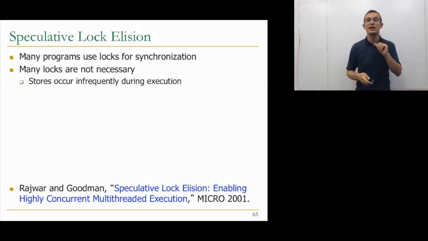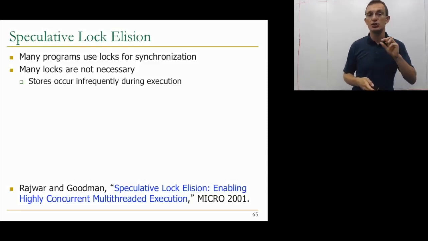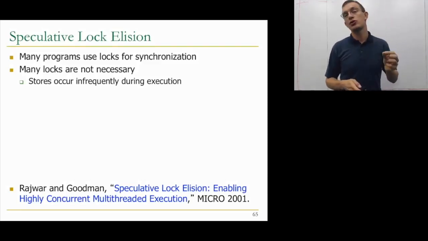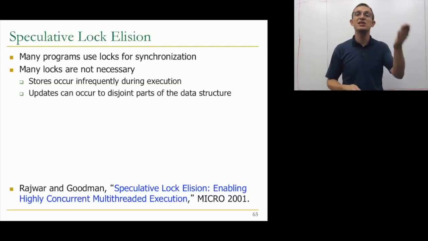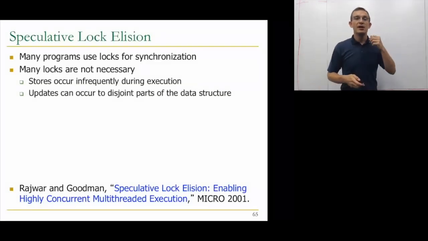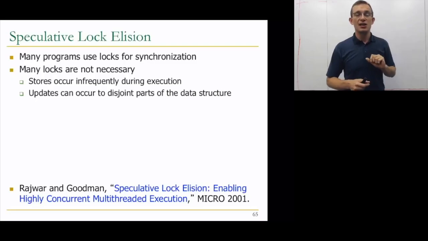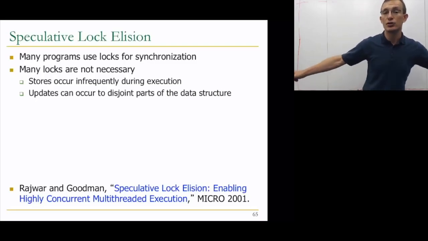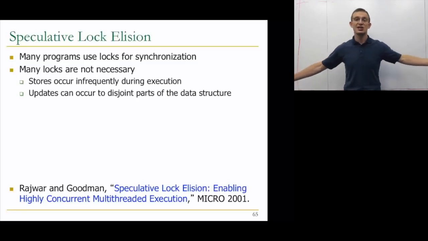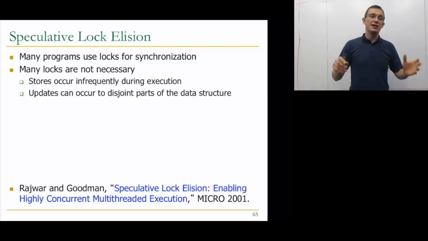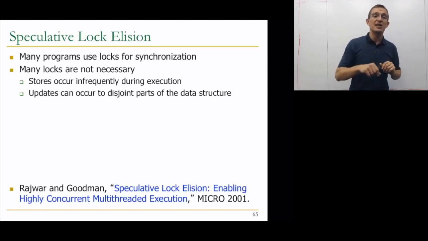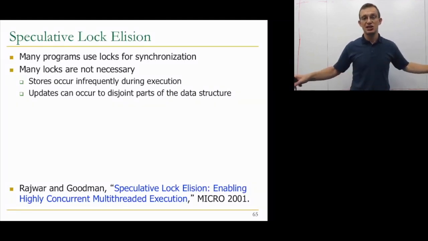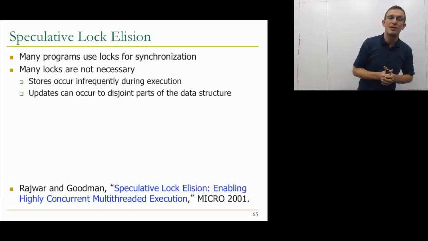Okay? That's one of the reasons why locks are unnecessary, because the store to the shared data structure doesn't occur frequently during execution, but reads may be much more common. And the second reason is programmers, actually the first reason occurs because programmers can be conservative also, right? They can actually protect the data structure overtly. The second reason, again, occurs because the programmers are conservative, because updates can occur to disjoint parts of the data structure. This is more about the programmer, actually.